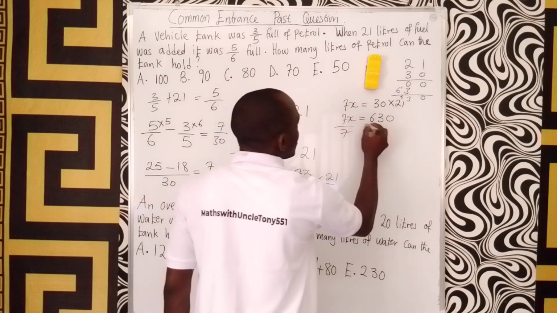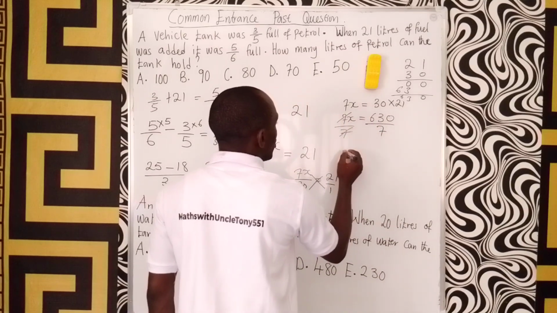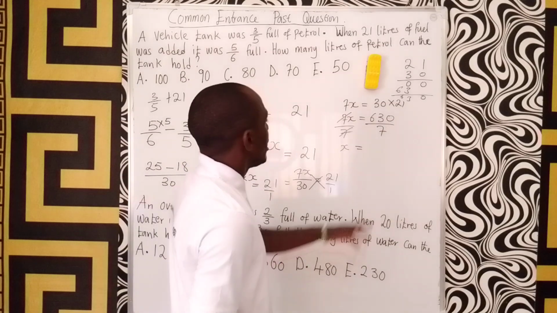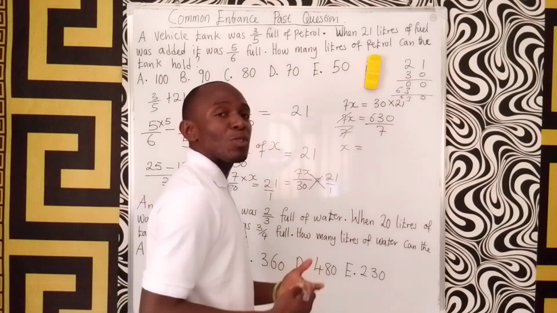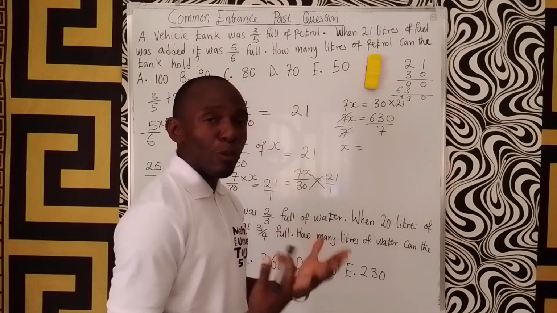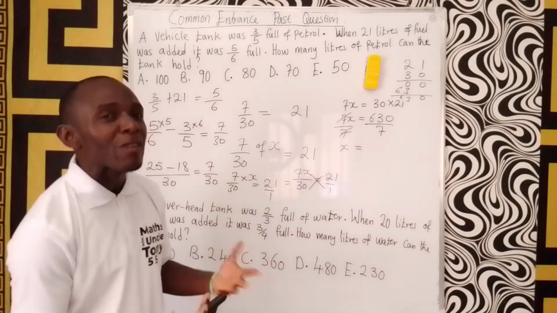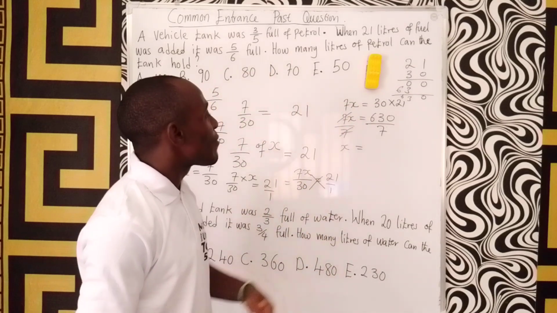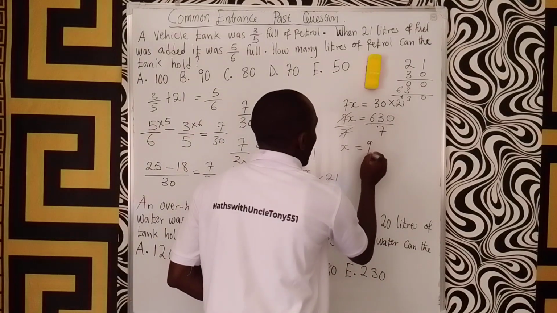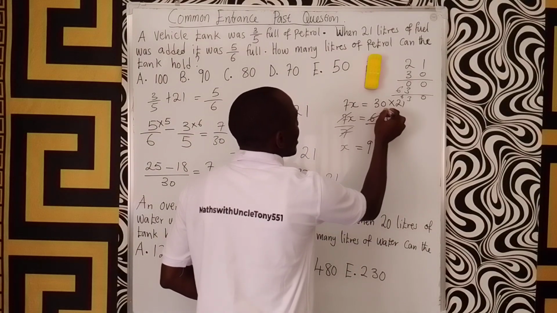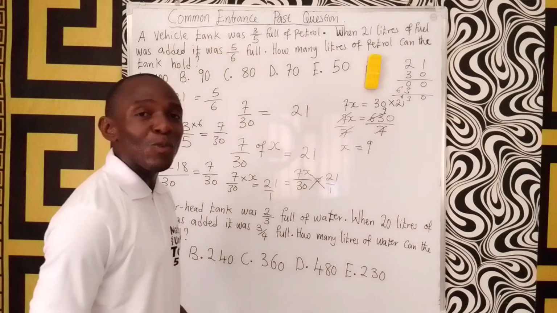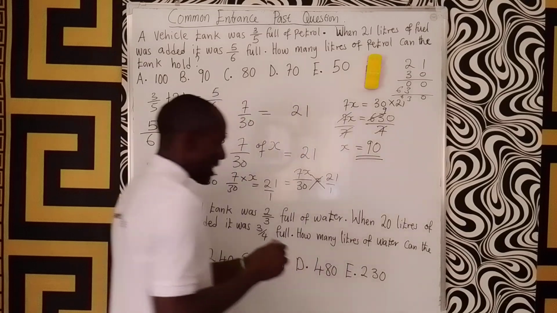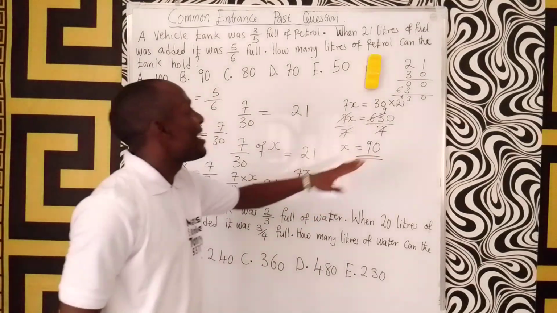So divide both sides by 7. 7 cancels 7, and we have X is equal to 630 over 7. Now we begin to divide. How many times will 7 go into 63? If you know your multiples very well, 7 times 7 gives us 49, which is not close to 63, so 7 times 9 gives us 63. So 7 into 63 is 9. 7 into 0 gives us 0. So the quantity the tank can hold is 90 liters.